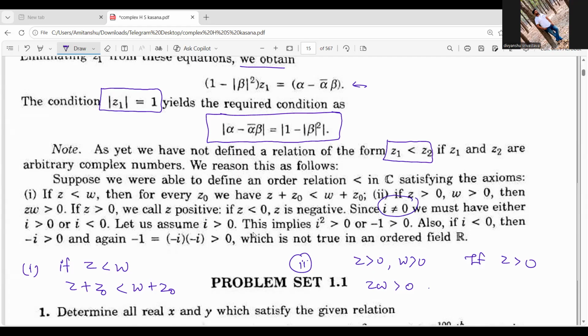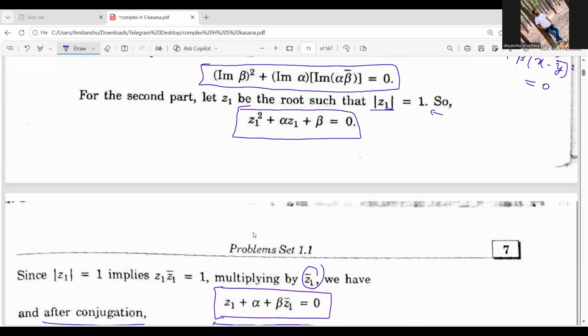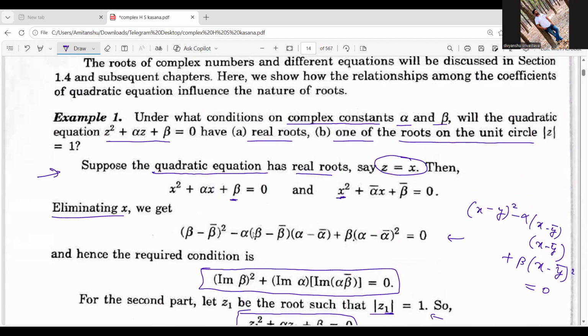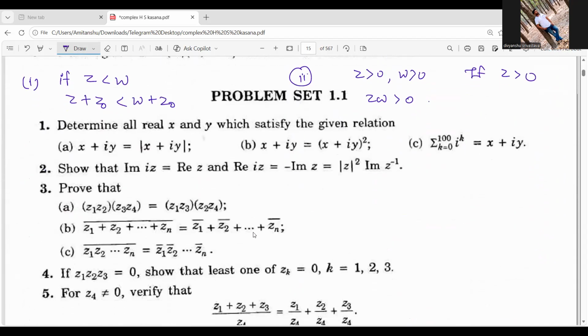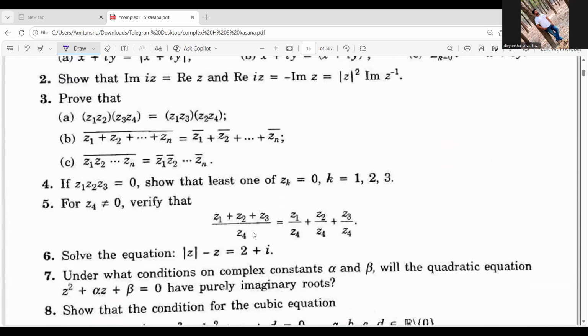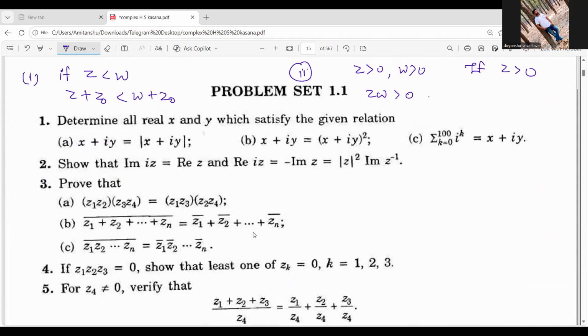So minus iota is less than 0. Also, if iota is greater than 0, then minus iota is greater than 0. I think already these are the basic examples related to under what condition complex constants alpha and beta will be the quadratic equation. So now these are the basic problems related to this for you.